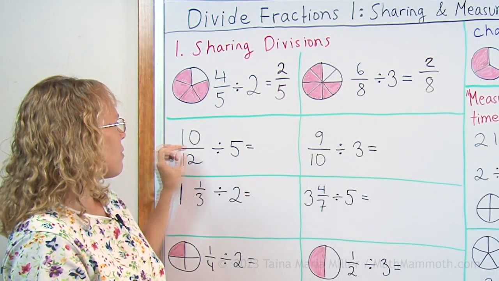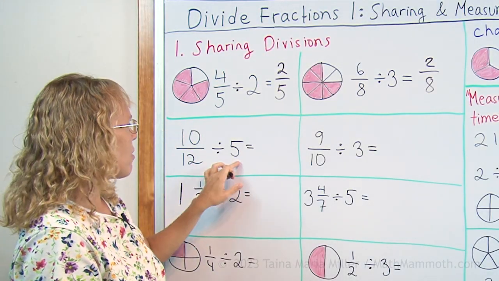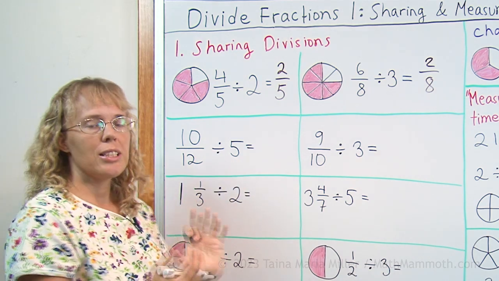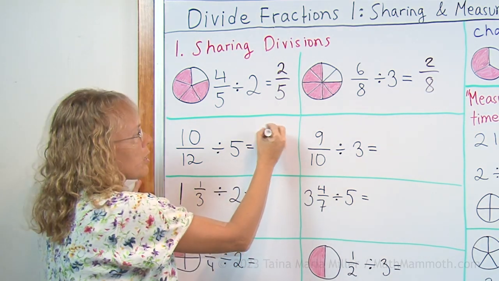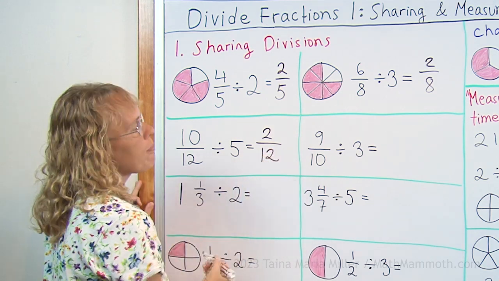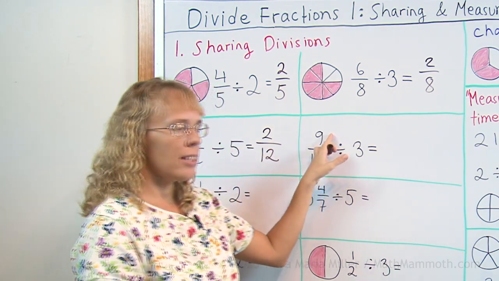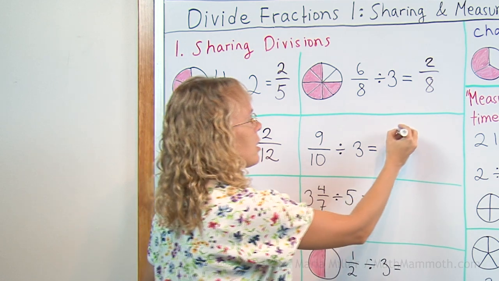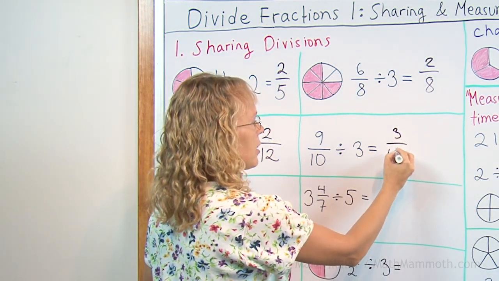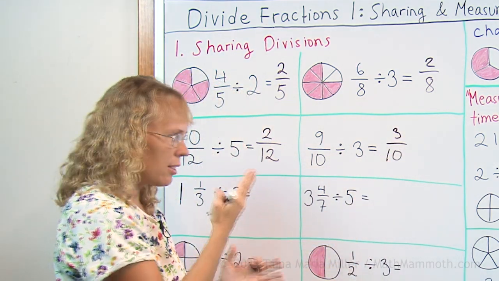10/12 divided by 5. There's 10 slices. And then 5 people are sharing them. So how many slices does each person get? 2 slices, and they are 12ths. Oh, similarly here, there's 9 slices now, and 3 people are sharing, so every person gets 3 slices, and they are 10ths. Each slice is a 10th.